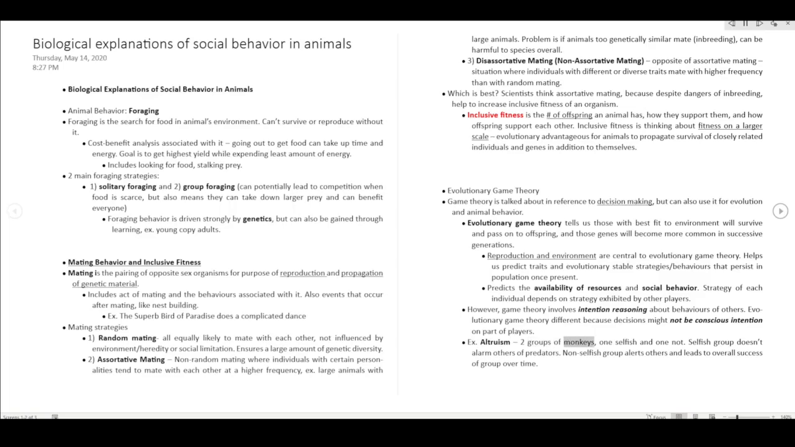Altruism. Consider 2 groups of monkeys, one selfish and one not. The selfish group doesn't alarm others of predators. The non-selfish group alerts others, which leads to the overall success of the group over time.